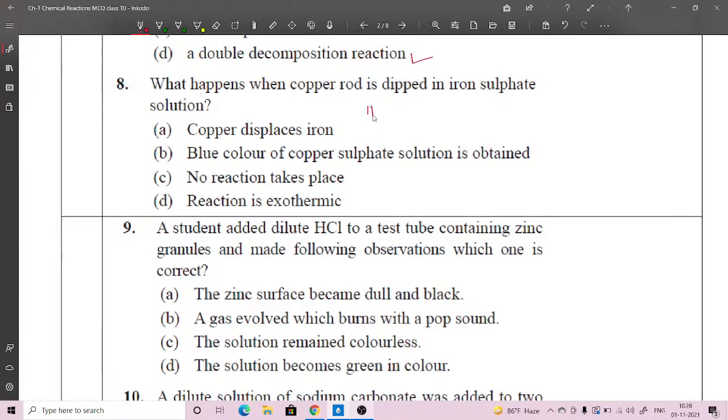We know that iron is more reactive than copper. Therefore, there will be no reaction. Copper is not going to displace iron from its solution. Therefore, no reaction will take place.